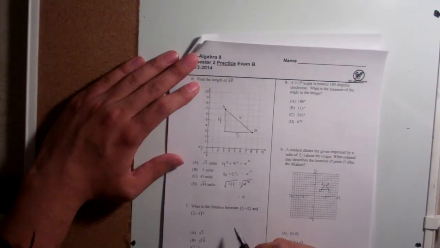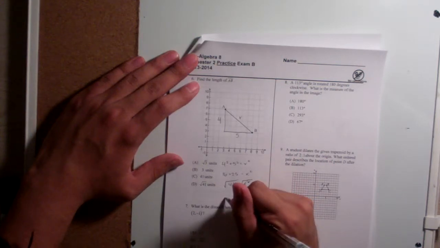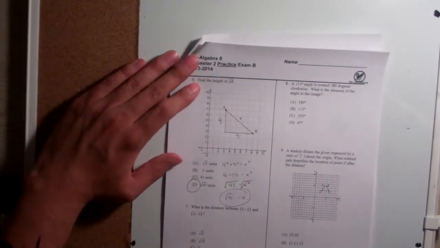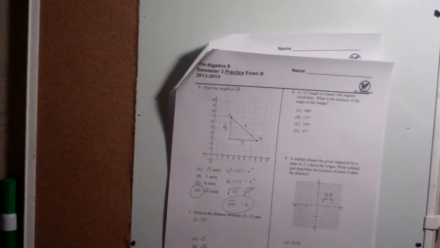square root of 41. It does not simplify to be a nice number, but just looking off to our answer choices, we can see that it is D. That is the correct answer for number 6. Alright, going to number 7.